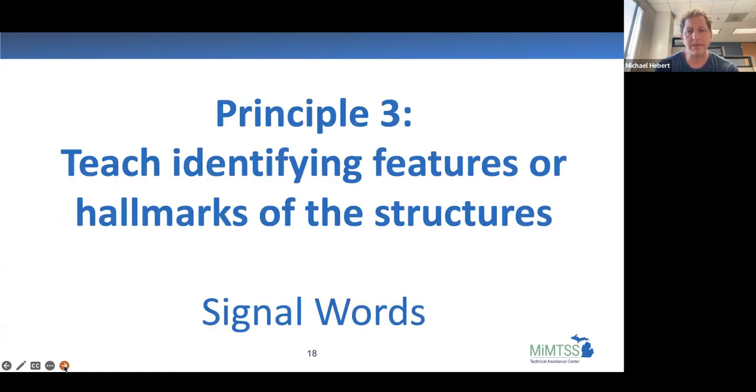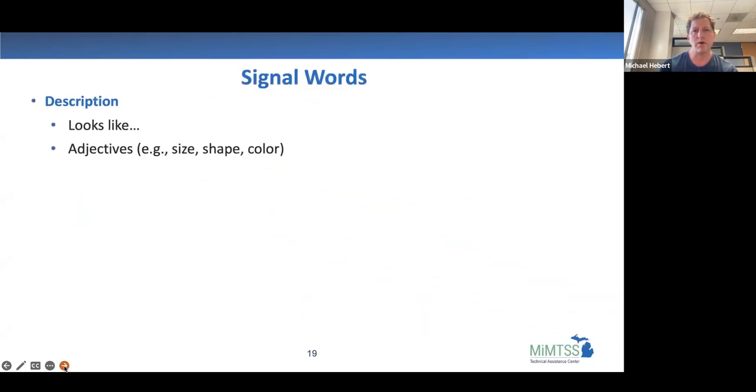After we've gotten them to identify text structures and compare and contrast them, what we try to do then is teach identifying features that are hallmarks of the structures. In this case, often what we'll start with are signal words, and you see this a lot in the literature, and you might see this a lot in your textbook materials. I say we teach these things, but there's going to be a caveat to that as well. Signal words are words that might help provide a signal of what text structure the author is using.